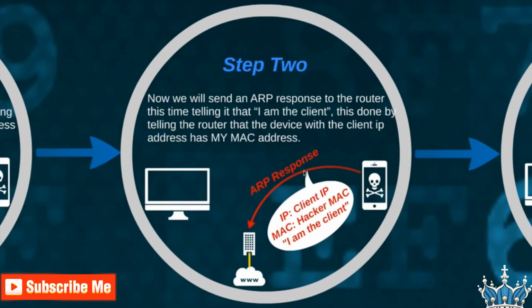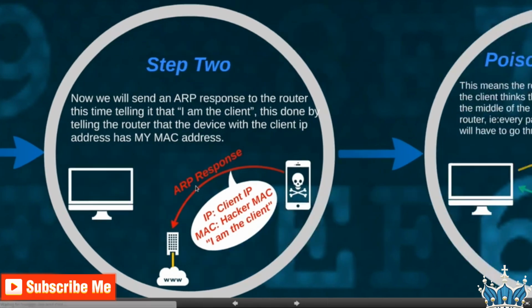Now the next step, we're going to send another response to the router this time, telling the router that I am the target device. So the router, whenever it needs to send something to this device, it's actually going to send it to me instead of sending it to that device. Again, because it accepts responses and because it doesn't verify what information is there, it's going to accept that and it's going to treat me as this device.